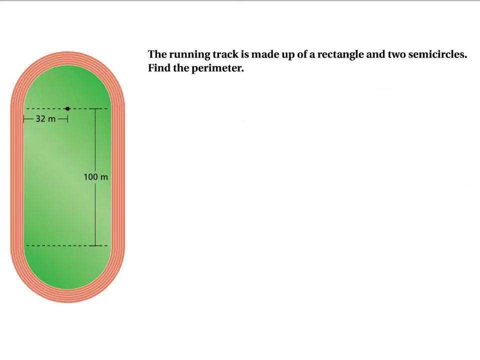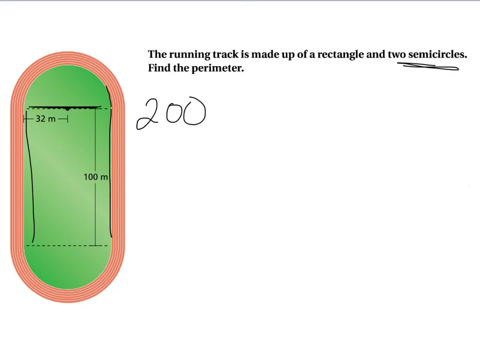Alright, one more example problem to try here. It says the track is made up of a rectangle and 2 semicircles. Obviously, the 2 semicircles will make one full circle. It says find the perimeter. Easy part of this, we've got 100 on each side here, so that gets us 200 meters right there. We don't care about this distance, we care about this distance, and that is, of course, put together as 2 semicircles. So don't add in 32 or 64, however you look at that.